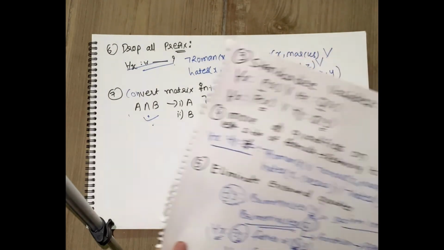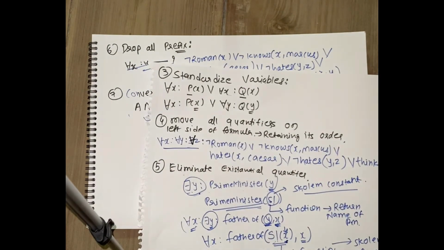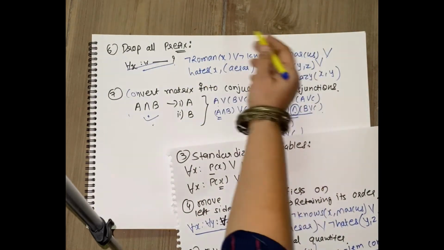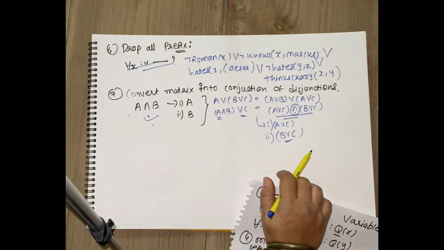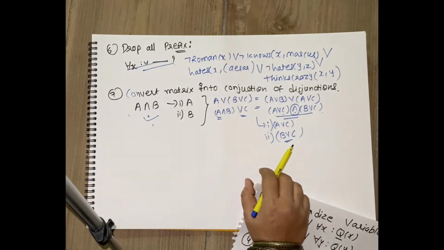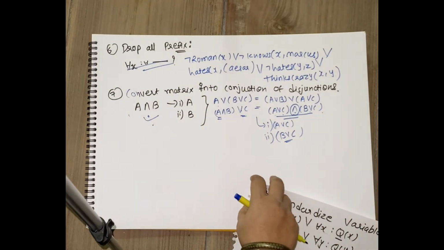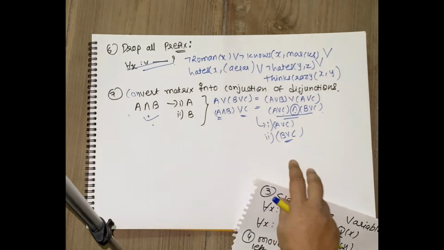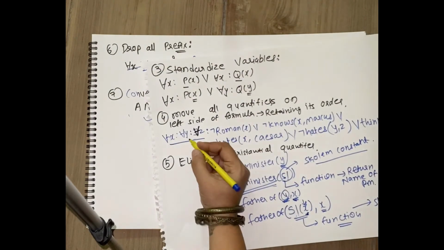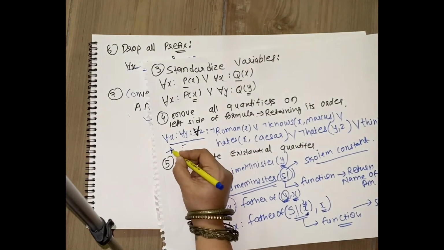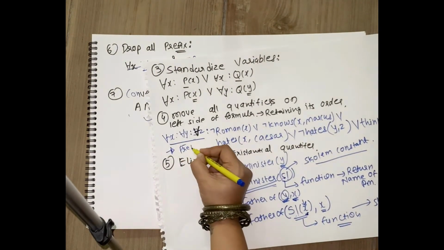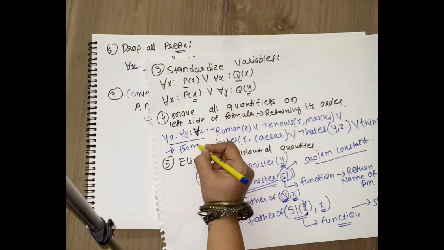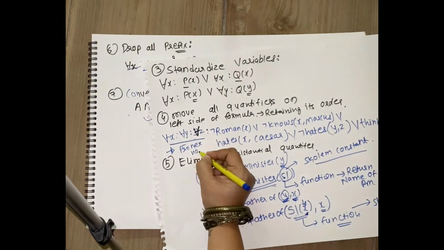Now see, before we move ahead, I forgot to tell you something: when you drop all the prefixes, this particular formula is called, the fourth step, that when all the quantifiers are moved to one place over here, this step is also called prenex normal form.